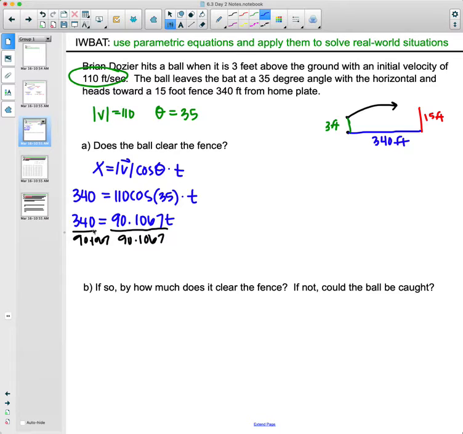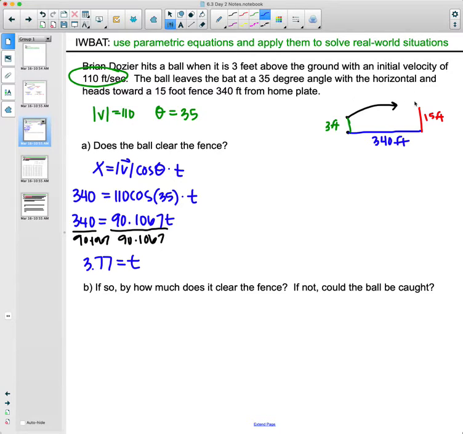Okay, so when we do 340 divided by 90.1067, you get 3.77 equals t. So what this means is it took this baseball 3.77 seconds to go 340 feet horizontally.